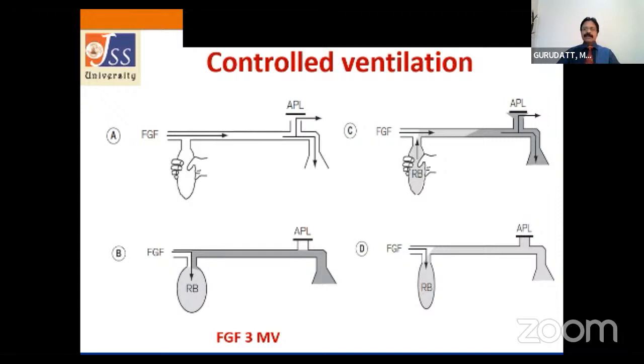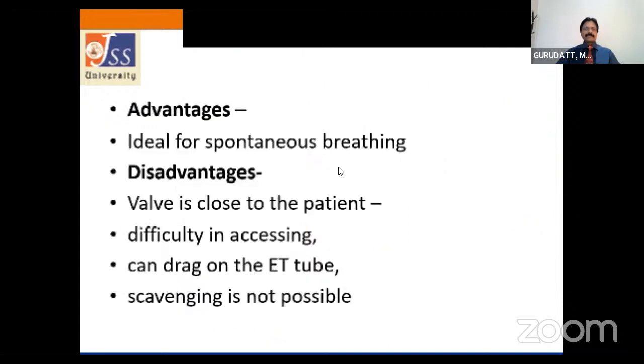Coming to the advantages and disadvantages of the Mapleson A. As I told you, ideal for spontaneous breathing is the only advantage. There are a lot of disadvantages because the expiratory APL valve is close to the patient. One is the difficulty in accessing it by the anesthesiologist. Second, it can drag on the endotracheal tube because it is quite bulky. And the third is scavenging is not possible. So these are the disadvantages.